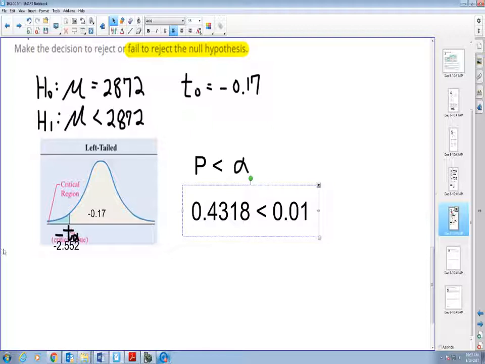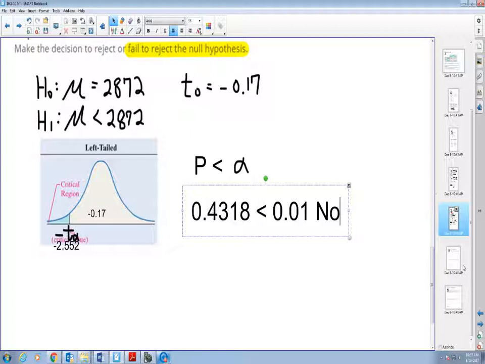Alpha is the area of the critical region. Fail to reject is my p-value. That area of the curve is a lot bigger than the rejection region, so the answer is no. When we say no, we fail to reject. All right, let's try an example.